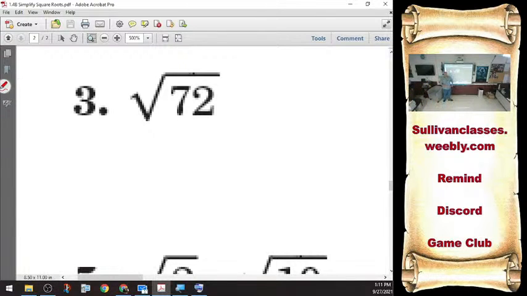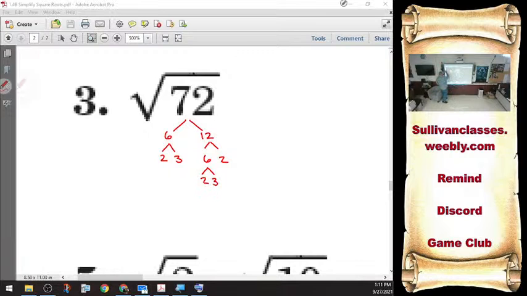What's anything that goes into 72? Any number. I know there's a 6 that goes in there. So I grab my calculator and I take 72 divided by 6. Can I break up 6? Can I break up 12? And we just said 6 was 2 and 3.